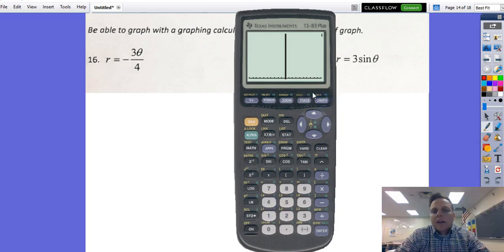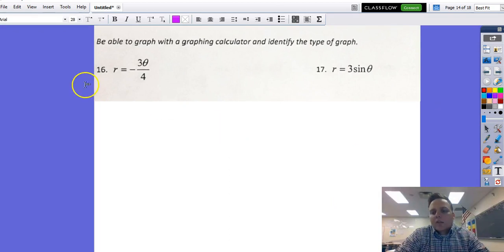All right, we hit graph. Now, right now my graph looks weird. Here's how you want to do it. You want to hit zoom 6. Then you want to hit zoom 0. And then you want to hit zoom 5. Now this is kind of excessive for this specific problem, but you should really learn all those. Zoom 6, zoom 0, zoom 5. This is a spiral. So my answer is just simply spiral.